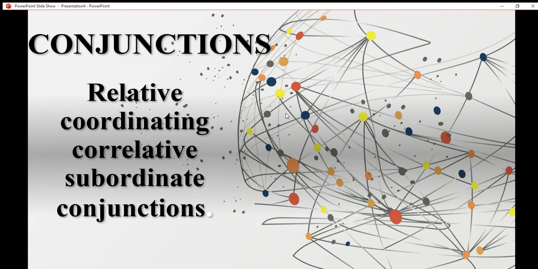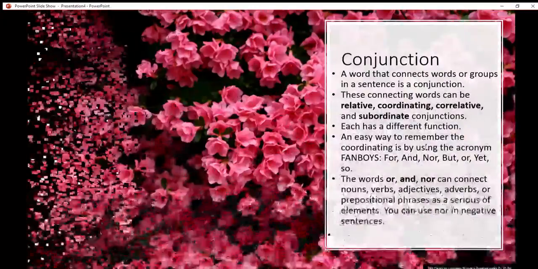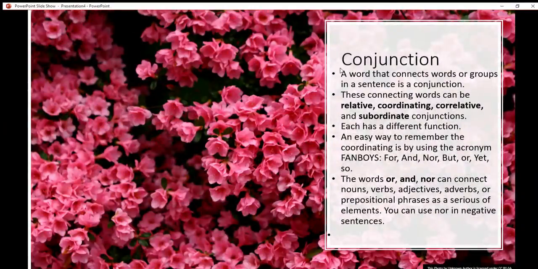Today we're going to be learning about conjunctions. The words for conjunctions are called relative, coordinating, correlative, and subordinating conjunctions. Okay, so let's learn more about it. Conjunctions are words that connect words or groups of words in a sentence. That's called a conjunction. These connecting words can be relative, coordinating, correlative, and subordinating conjunctions. Each has a different function.